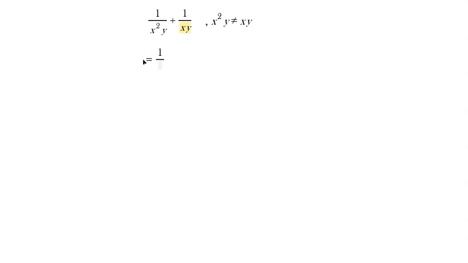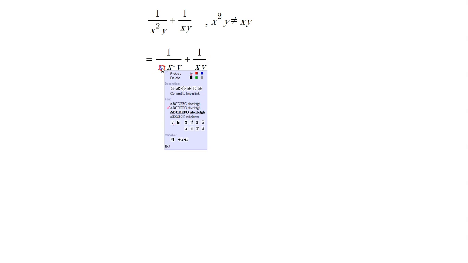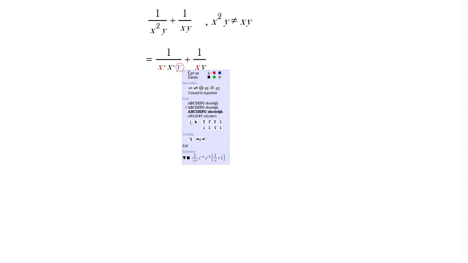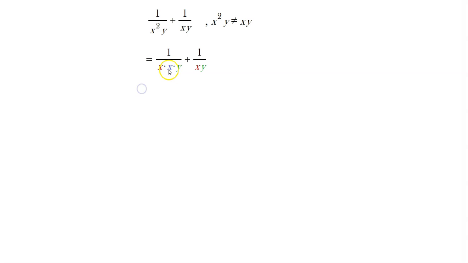So I'm going to have 1 over x times y, because x squared is x times x, plus 1 over xy. Now notice carefully and match what you can. So for example, this x in red matches this x, and this y here in green matches this y in green right here. So this black x in the middle is not matched by an x in this fraction in the denominator. So you can just stick it in, for example, here even. Doesn't matter where you put it.